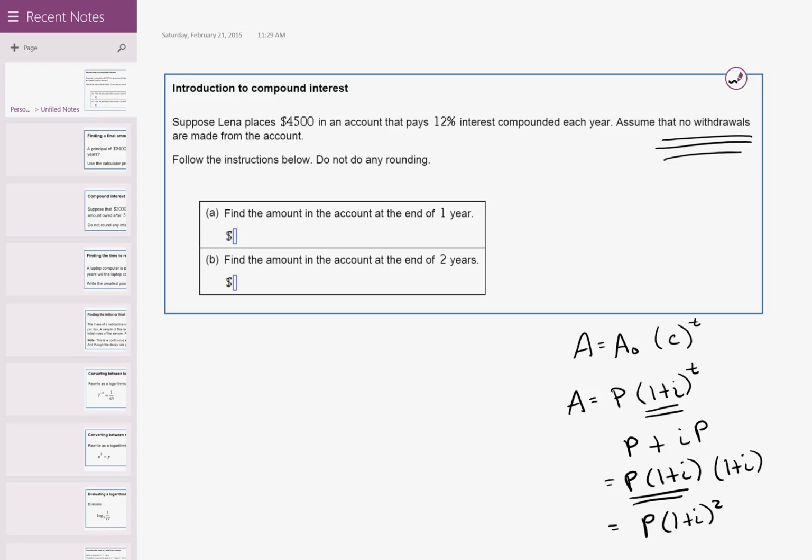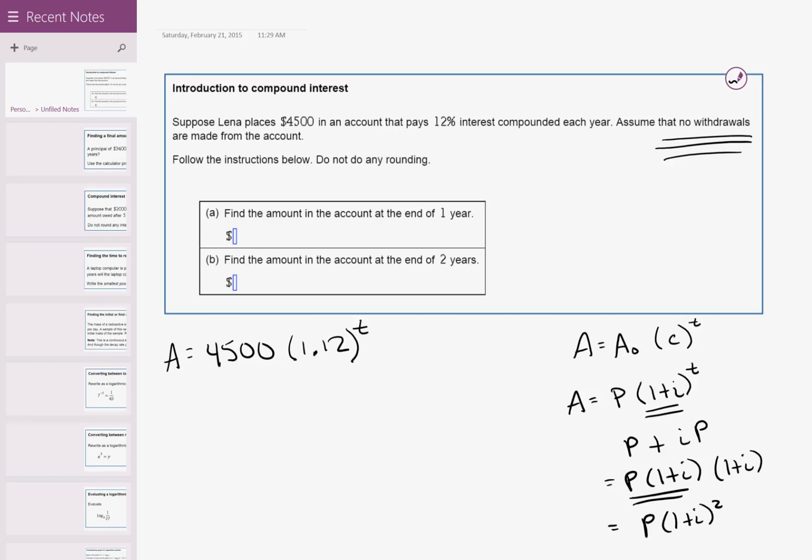So I'm given that I have $4,500 in principal and that my rate is 12%. Now remember that percent is a decimal, it's out of 100, right? So 1.12, and that is raised to the time.